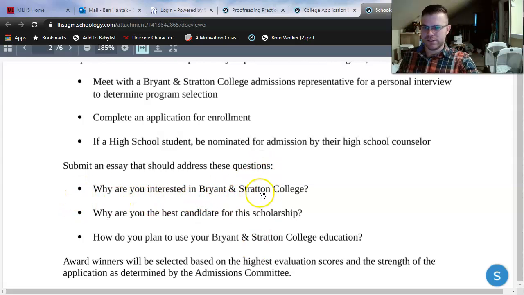A, why are you interested in Bryant Stratton? 2, why are you the best candidate for this scholarship? So you have to talk about your merit there. And number 3, how do you plan to use your Bryant Stratton College education? Award winners are selected based on highest evaluation scores. They're looking for a well-written essay and the strength of your application besides your essay as well.